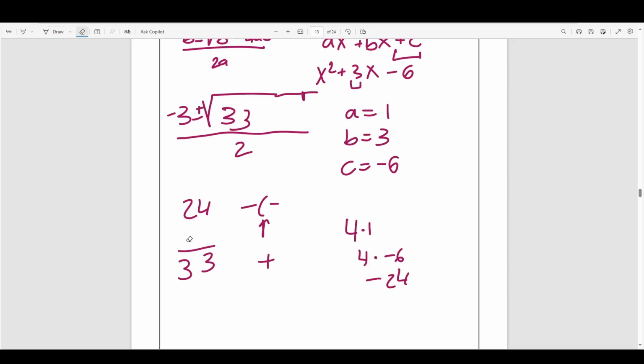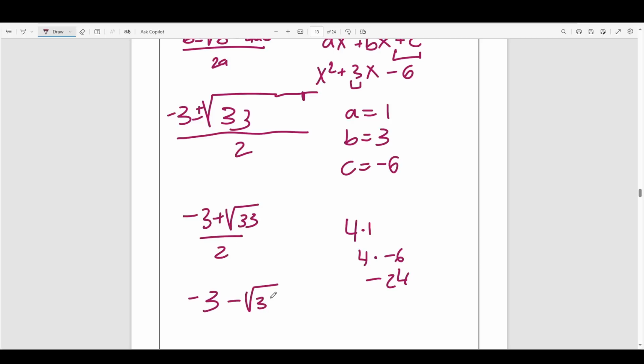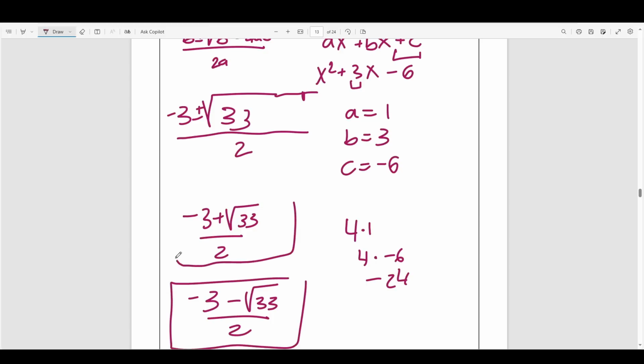So I'm left with negative 3 plus minus radical 33 over 2. Now, usually you want to simplify your radical, but radical 33 cannot break down into any perfect squares, so your answer is just going to be negative 3 plus radical 33 over 2, and negative 3 minus radical 33 over 2. Those are going to be your two exact roots.